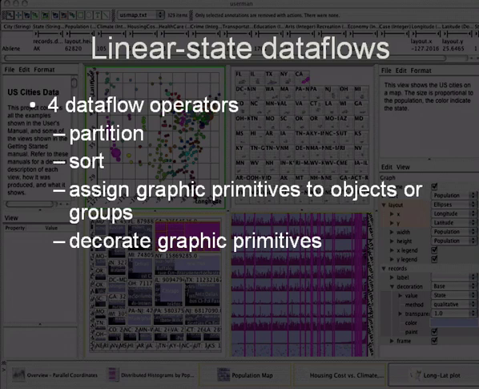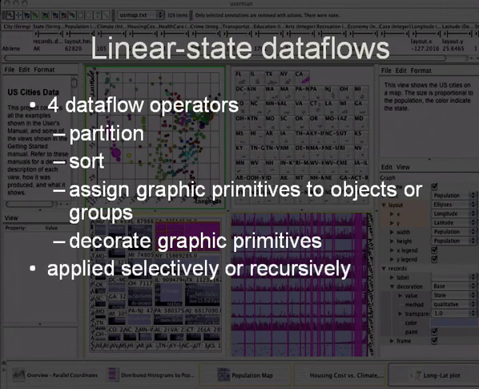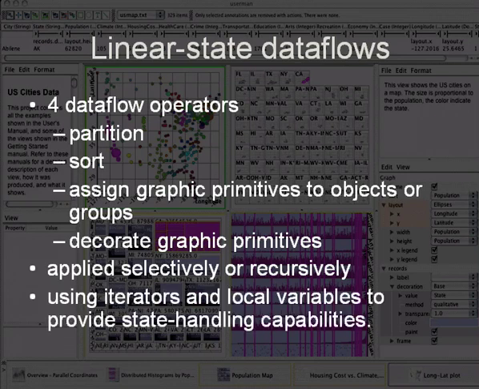Our data flow defines only 4 operators: partition, sort, assign graphic primitive to data objects or group of objects, assign decorations to the graphic primitives. Those operators are applied to the input data set either selectively or recursively. Iterators and local variables augment the data flow with state handling capabilities.